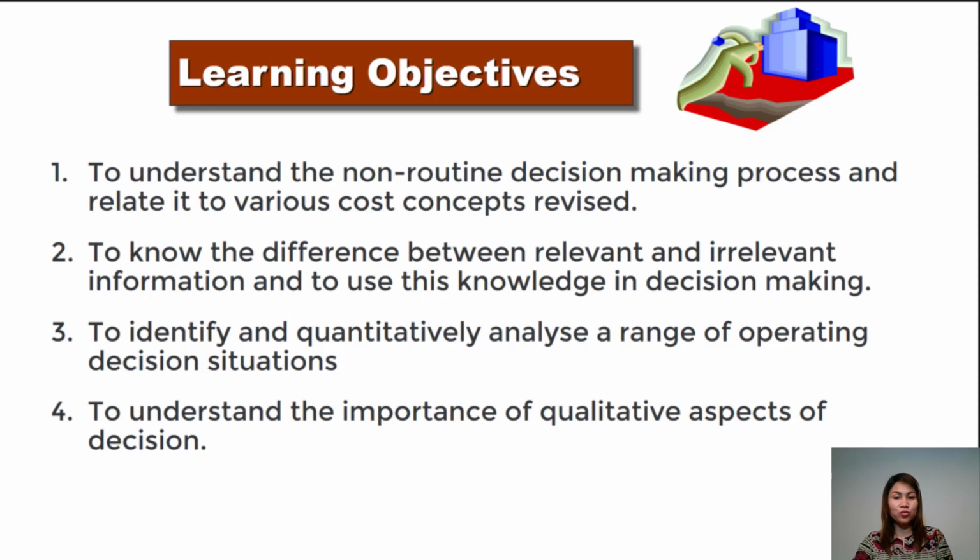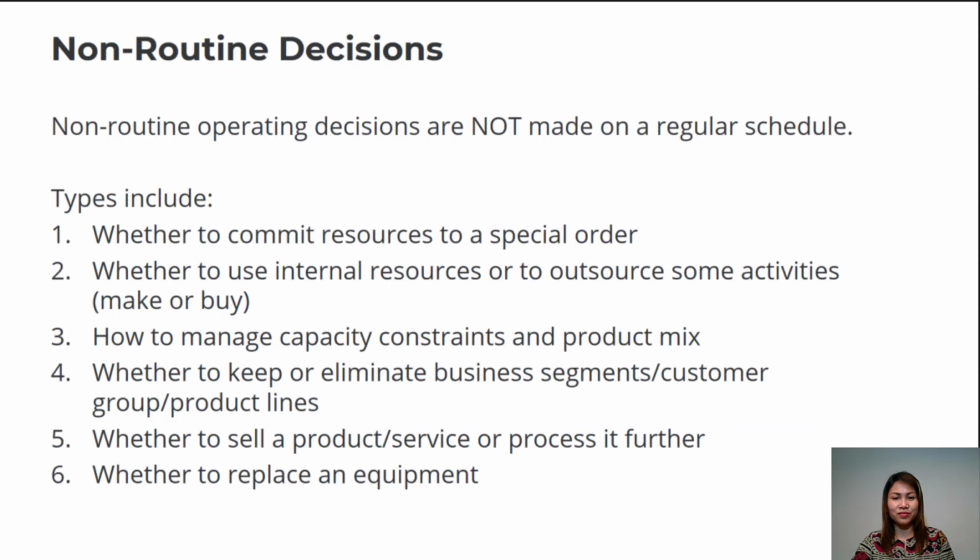First, to understand the non-routine decision-making process and how it relates to various cost concepts that we've learned. Second, to know the difference between relevant and irrelevant information and how to use them in decision making. Third, to identify alternative options in operational non-routine decision making and undertake quantitative analysis for these options. And the fourth one is to describe the qualitative factors that are important to non-routine operational decision making.